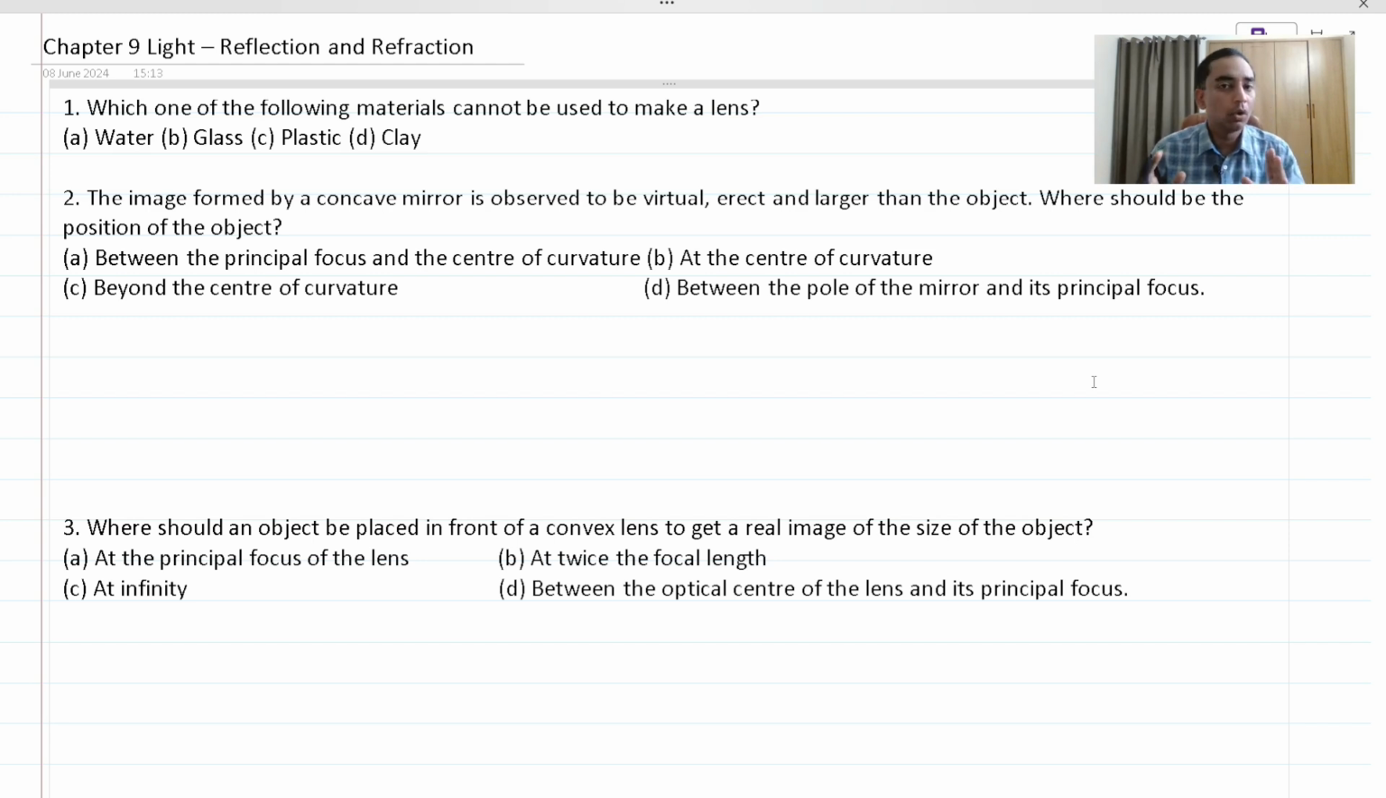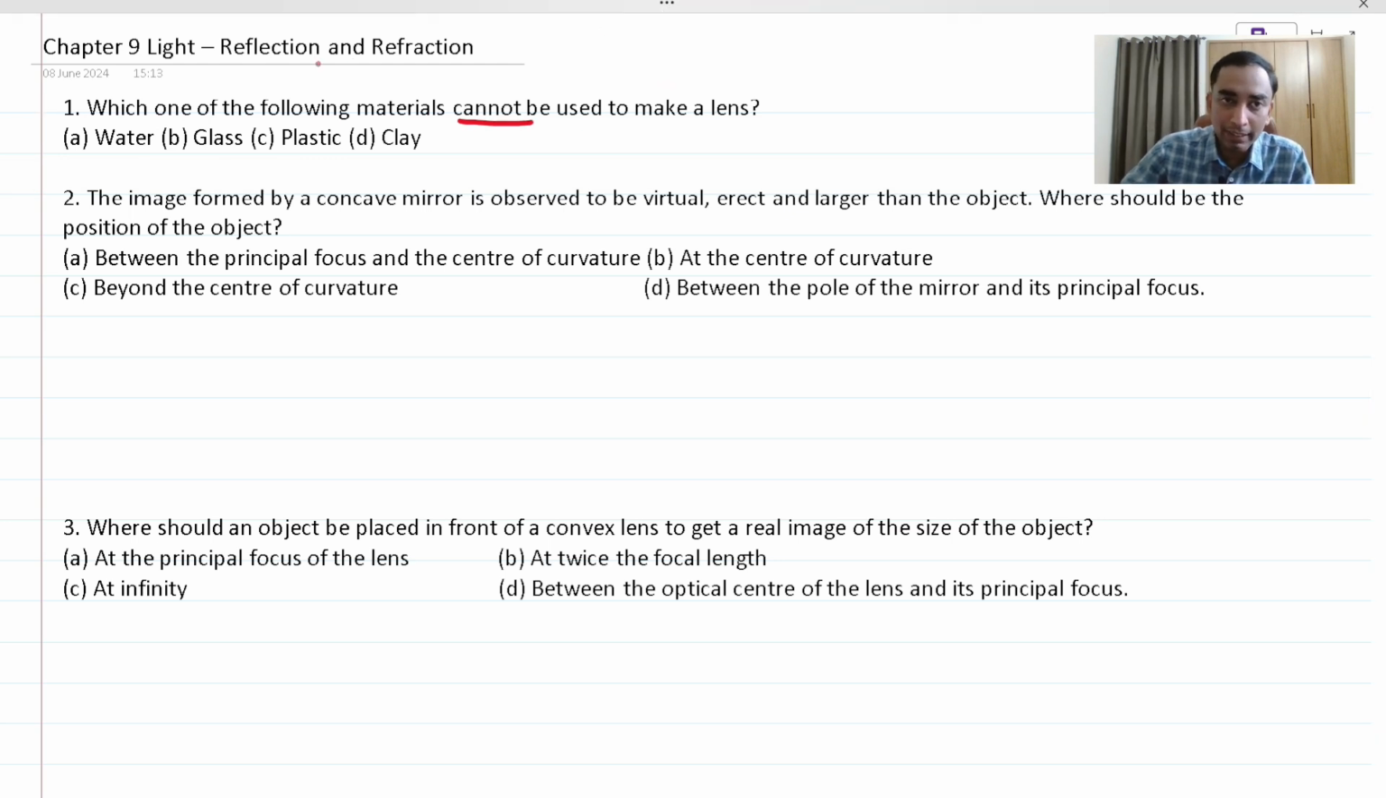Physics. And I'm going to solve all the back-end questions of chapter number 9, that is reflection and refraction. So this is basically an exercise. I will give you the deepest, clearest picture which I'm trying to possibly do. So question number 1 says, which one of the materials cannot be used to make a lens?